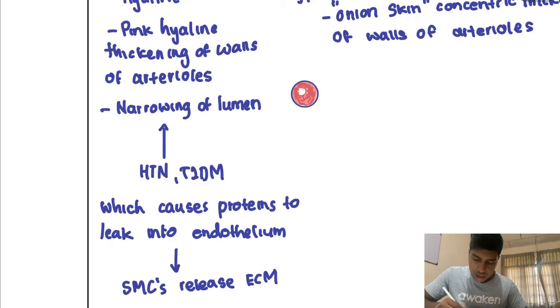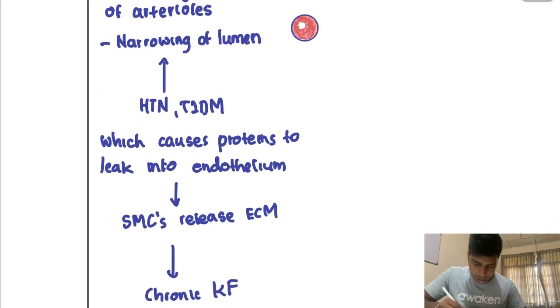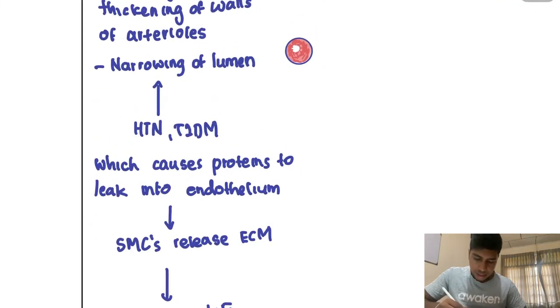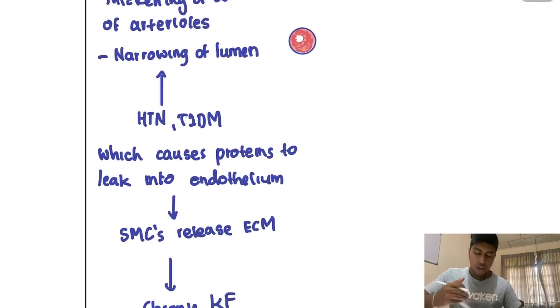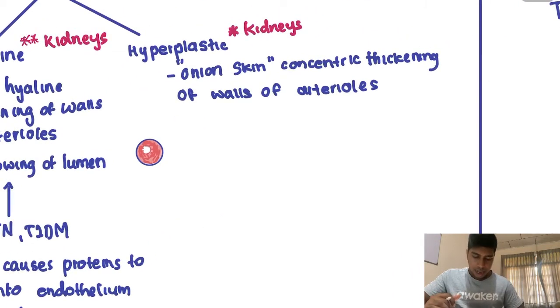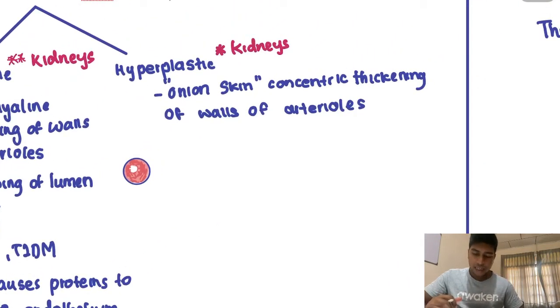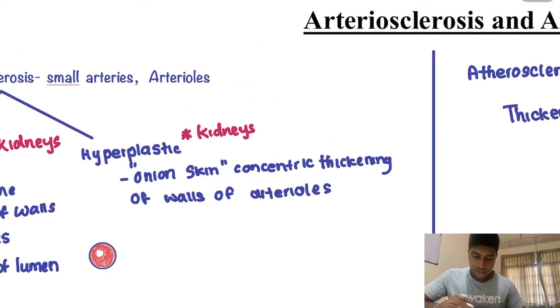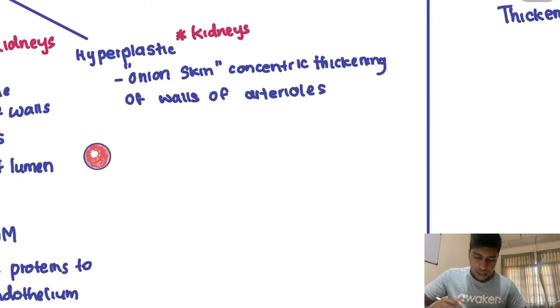This usually occurs in response to endothelial injury. You learned Virchow's triad. First, proteins will leak into the endothelium, causing smooth muscle cells to release extracellular matrix. In this case, hyaline fibers, causing the narrowing of the lumen. And over time, it can lead to chronic kidney failure because the blood supply to the kidneys is occluded. Similar concept here.